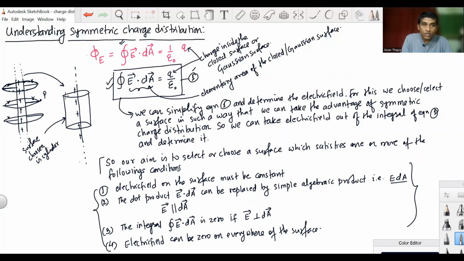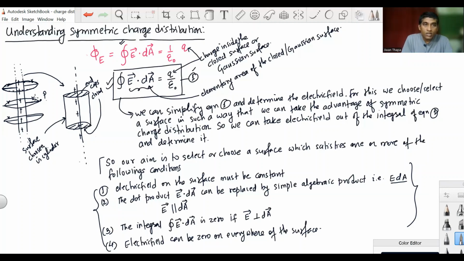So we need to close the end cap. The end cap or caps must be closed. So now we have a closed cylindrical Gaussian surface. So in this way, we select properly the closed surface.